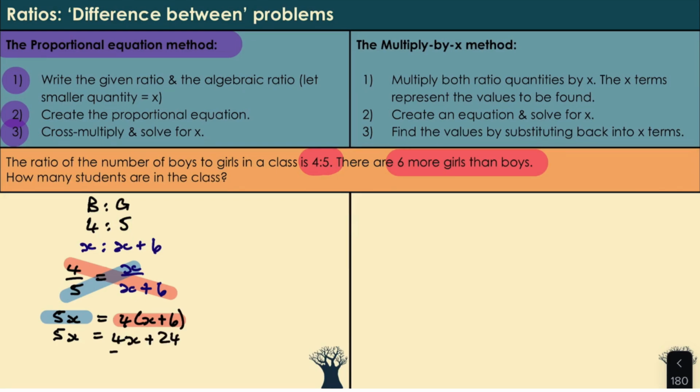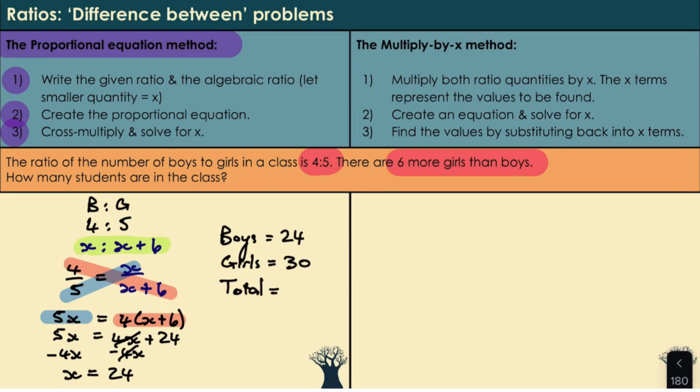We subtract 4x on both sides. On the left we have 5x minus 4x, which is x. The 4x cancels with the negative 4x, and that will equal 24. So we look back at our original algebraic ratio, and we can work out the boys. Boys was x, which is 24. Girls was x plus 6, so 24 plus 6, which is 30. The total would be 54 students.